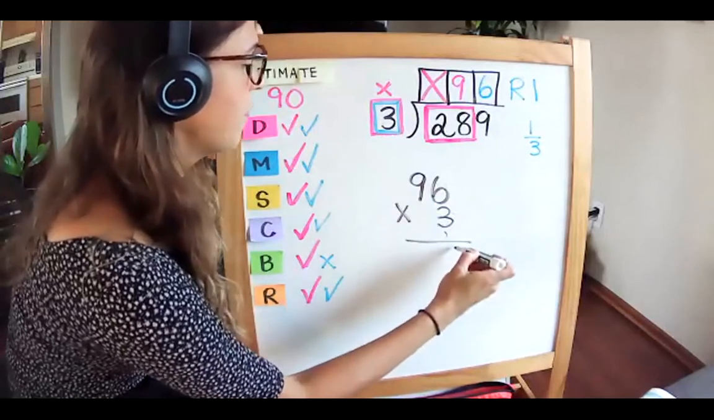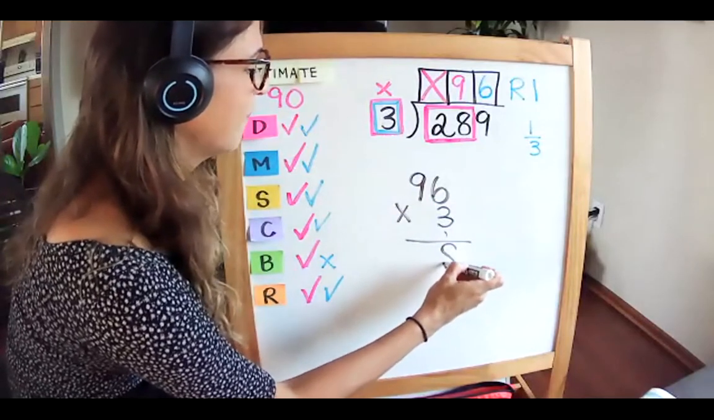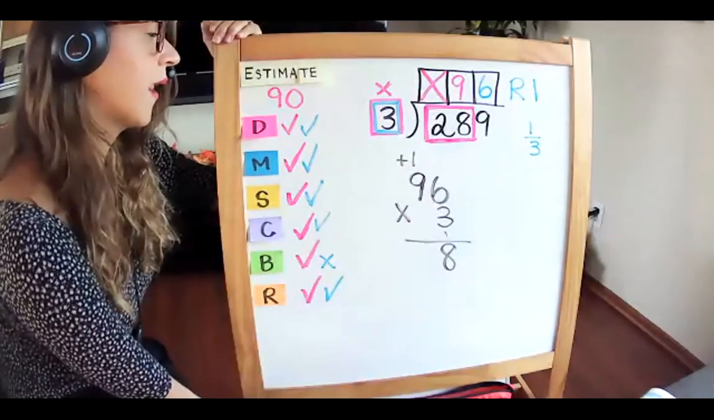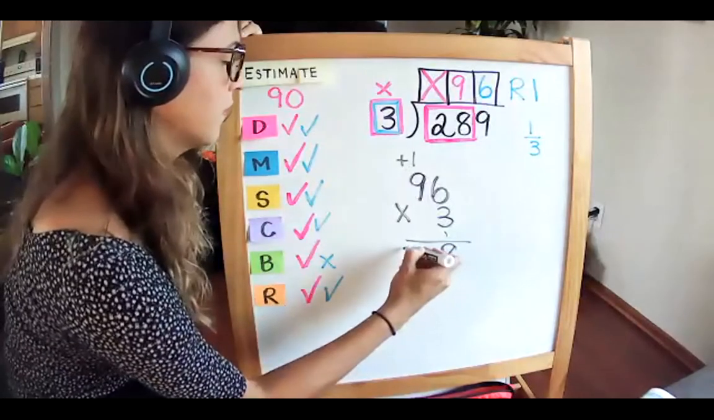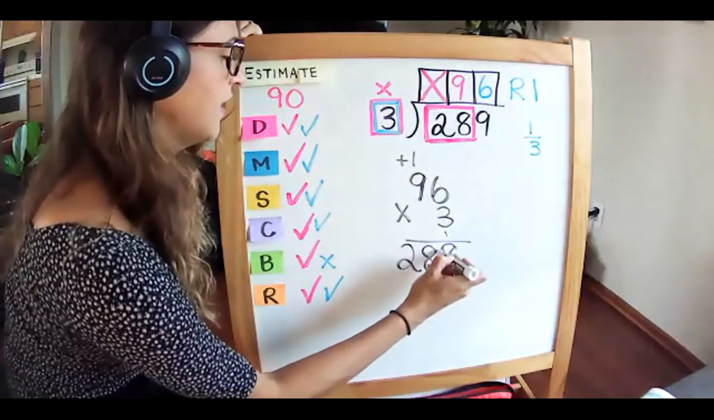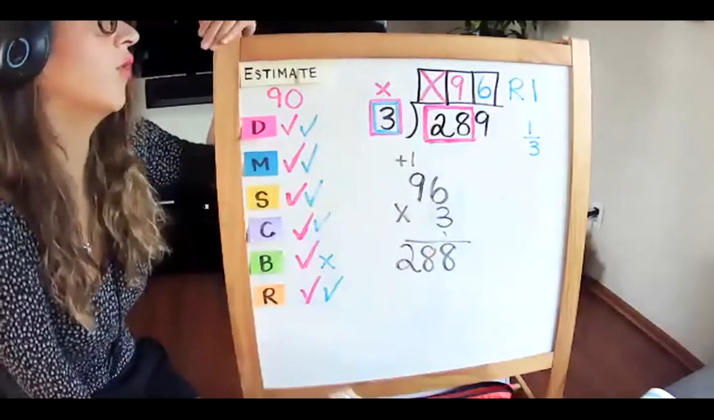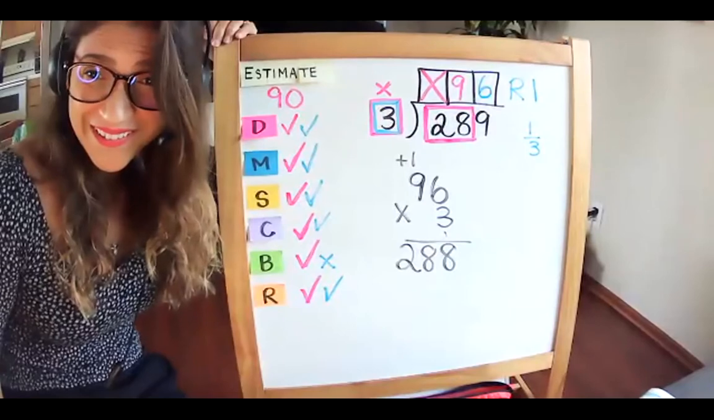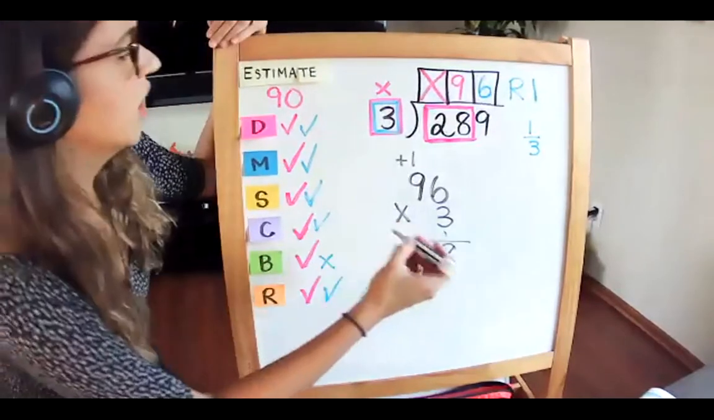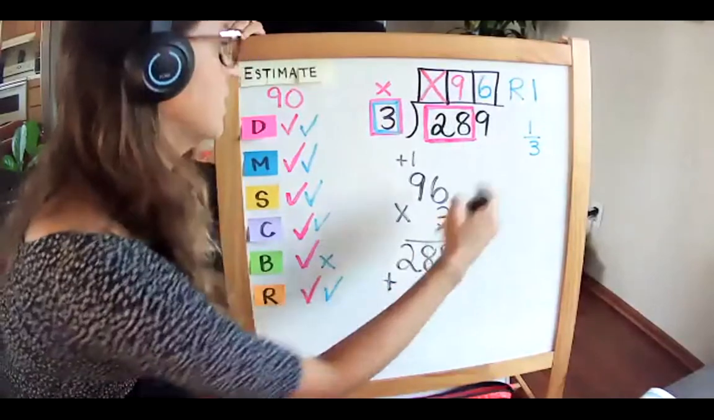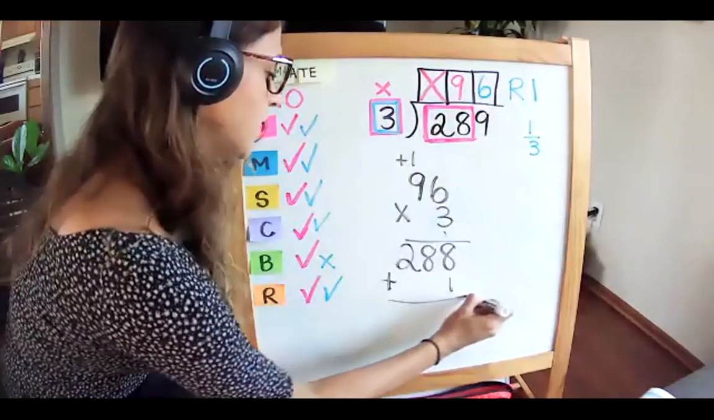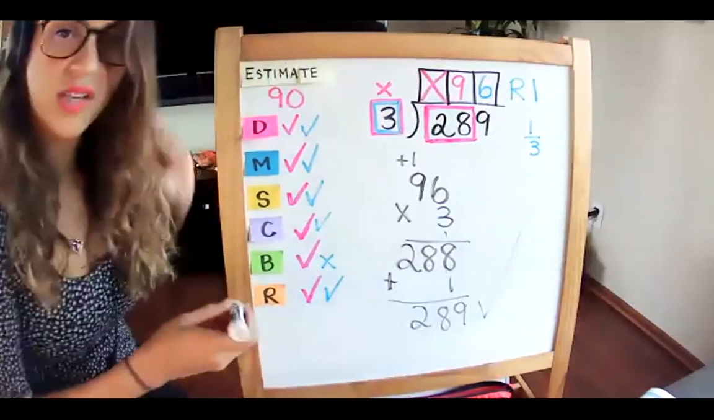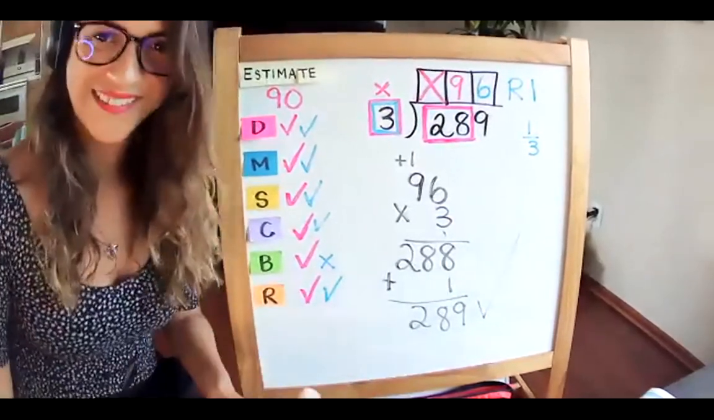6 times 3, everybody? 18. Carry the 1. 3 times 9? 27. Plus 1? 28. Well, I'm sorry, that doesn't add up. I'm supposed to get 289. Oh, what else do I need to do? Add the remainder. 289 plus the remainder 1 gives us 289. And that matches up perfectly.